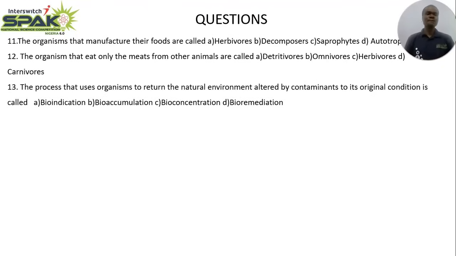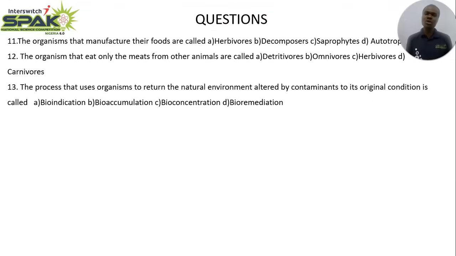The next question says, the process that uses organisms to return the natural environment altered by contaminant to its original condition is called dash. A, bioindication, to indicate, bioaccumulation, to occur when organic material accumulates over the course of time.